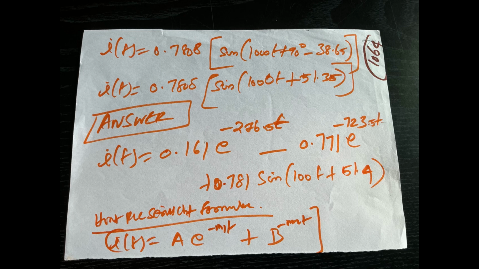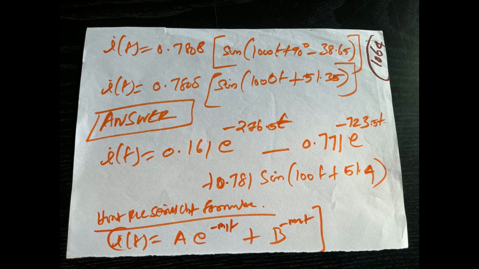For the RLC series circuit transient response, the formula we already know: R i(t) plus L di(t) by dt plus 1 by C integral of i(t) dt. From this equation we obtain m1 and m2 values as minus R divided by 2L plus or minus the root of R squared divided by 4L squared minus 1 by LC. i(t) is A e power minus m1 t plus B e power minus m2 t.